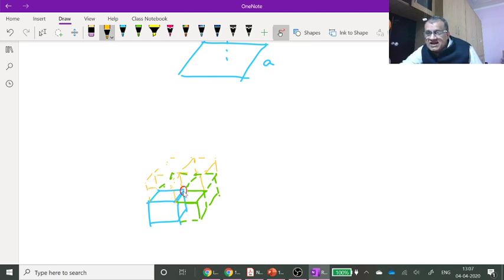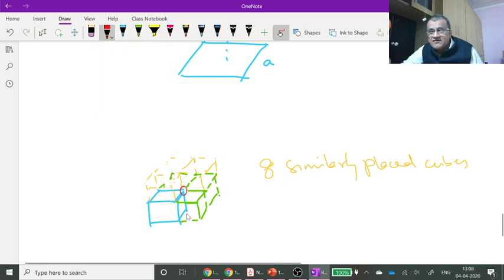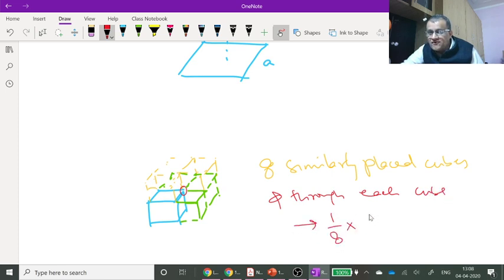Now, do you see that this charge has come at the center? Yeah, very good, Abhinav. That 4 here and 4 above it, out of these, this charge is at the center. It is surrounded by 8 similarly placed cubes, 4 down and 4 over it, this yellow color. So the flux through each cube is 1 by 8 of Q by epsilon naught, because total flux is Q by epsilon naught.